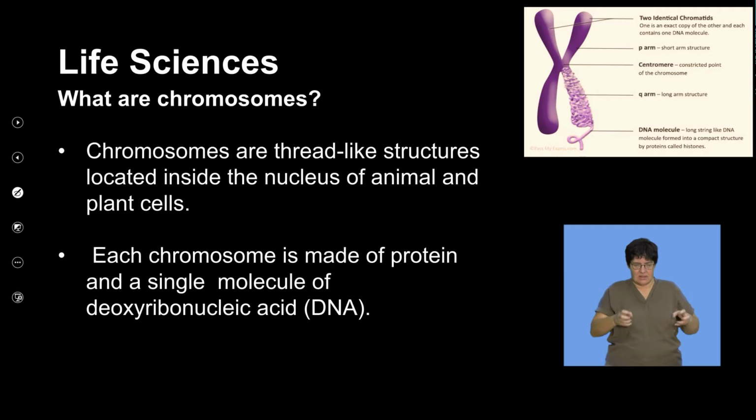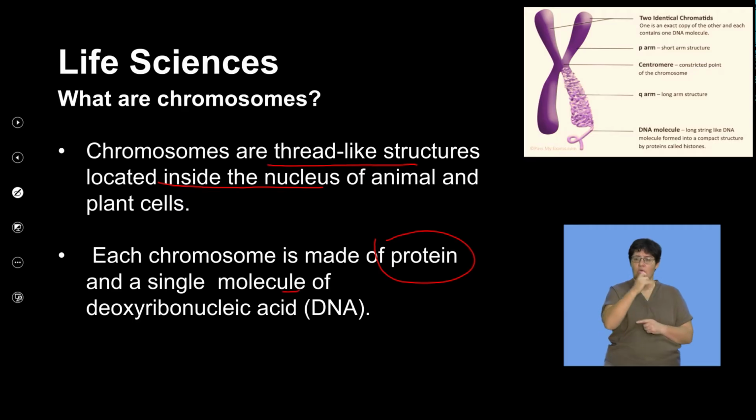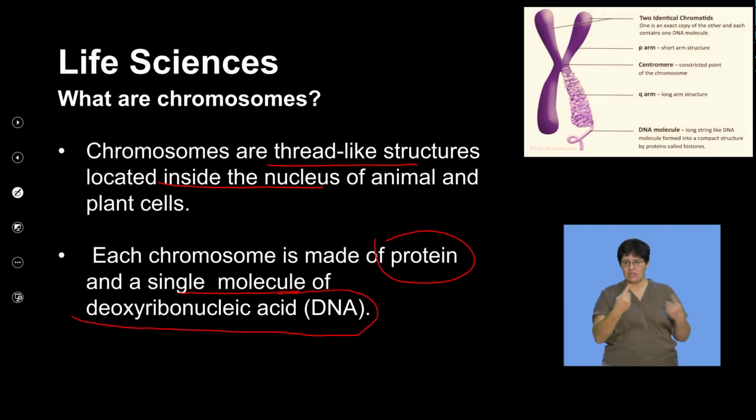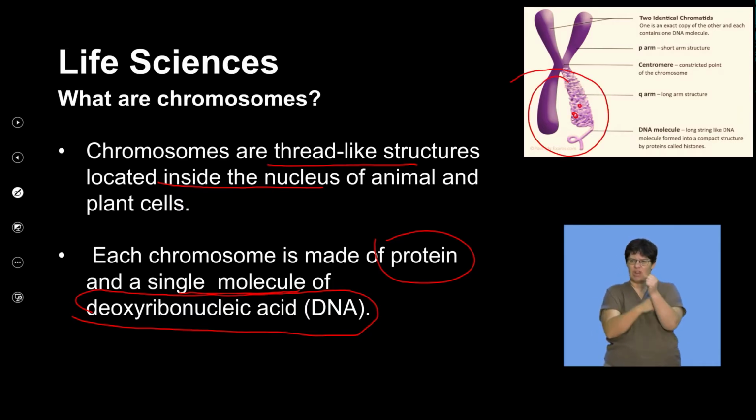So these are thread-like structures that are located inside the nucleus of animal and plant cells. Each chromosome is made up of protein and a single molecule of deoxyribose nucleic acid. So it contains these histone proteins, as you see here, that are wrapped around some structural proteins on the core of this chromosome.